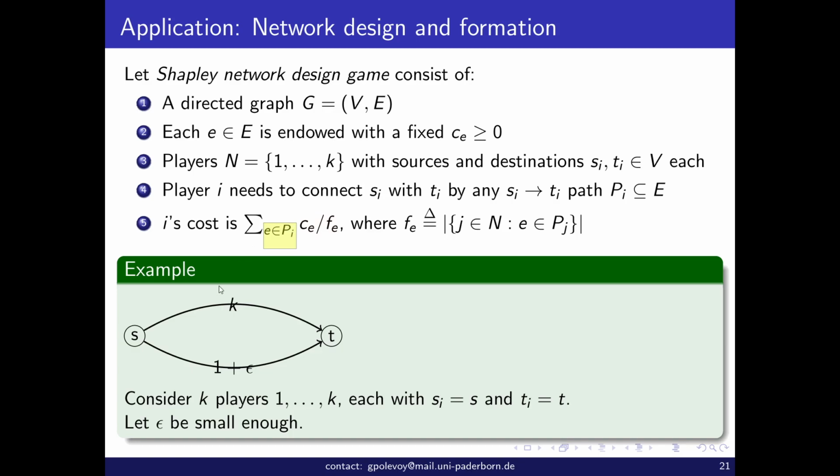A simple example: you have a graph from S to T, and you have K players. Each one of them has the same source S, and they share the destination T, and each one just has to connect them. So you have two paths from S to T. They're very simple. One path contains one edge, which costs K, the upper edge in the picture. And the other path contains one edge, which costs 1 plus epsilon, for small enough epsilon. Small enough means that for all the needs we may have, it's small enough to satisfy those needs.